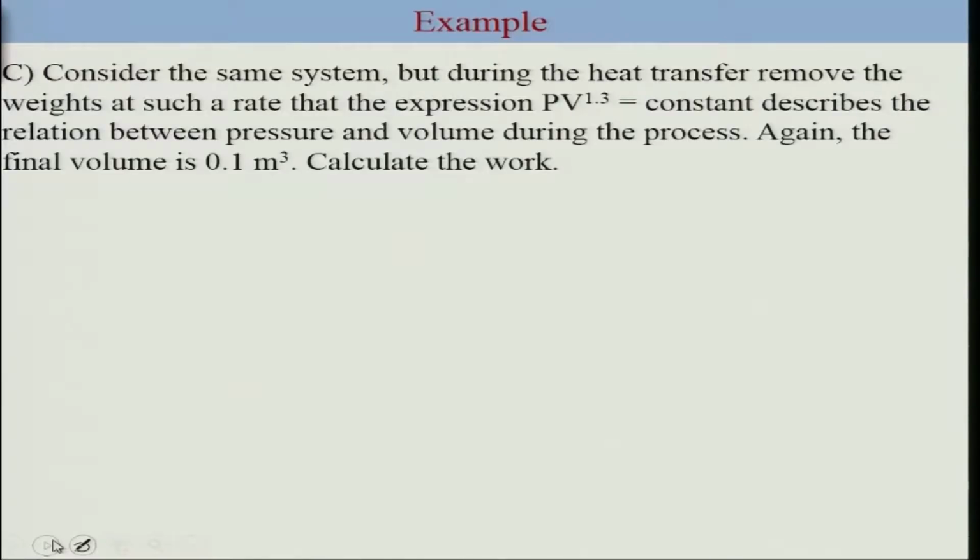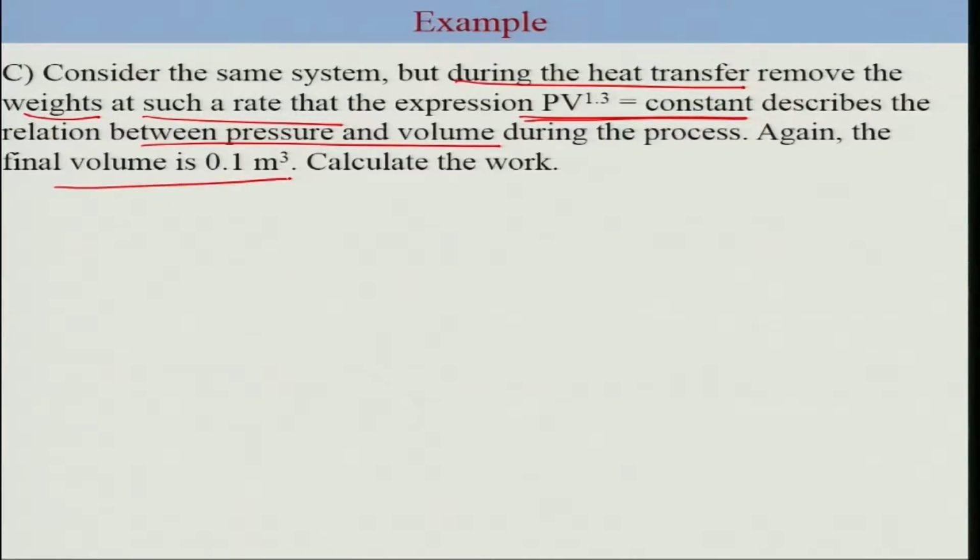So now let's consider the third case. In this case you have the same system, but now during the heat transfer we remove the weight at such a rate that this expression, PV^n, is constant. So this is a polytropic process, which describes the relation between pressure and volume during the process. The final volume is still the same, which is 0.1 meter cube. So we are going to calculate the work for such a system.